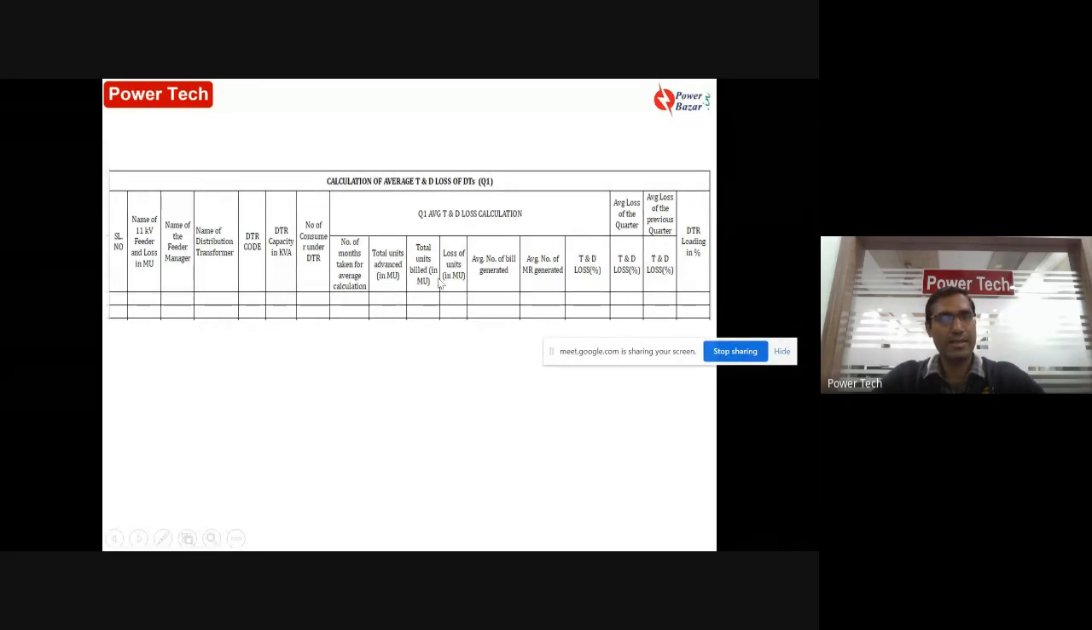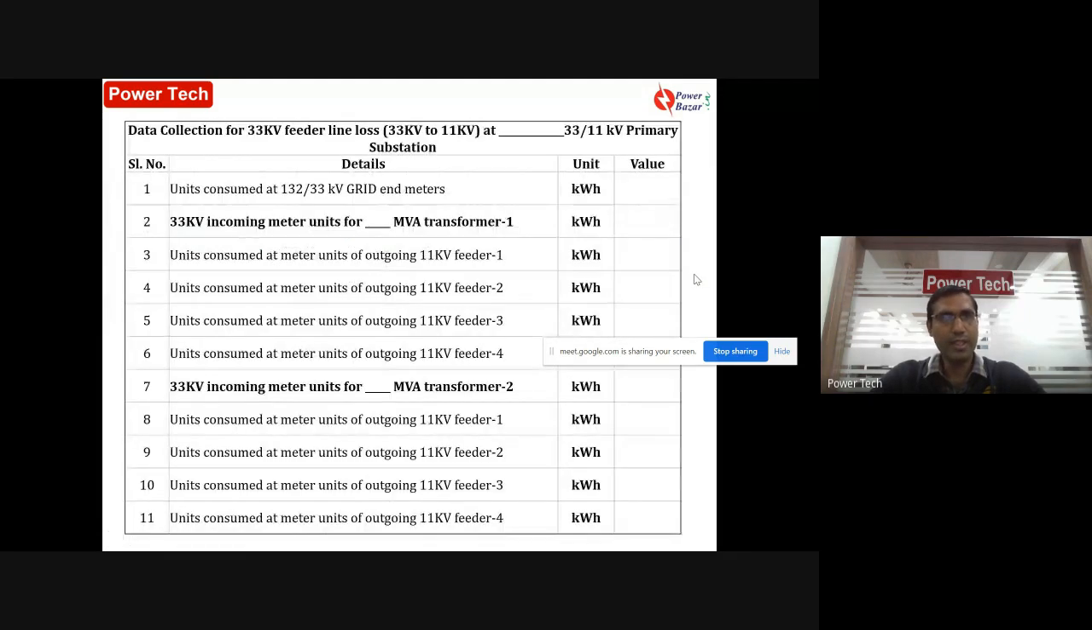Total units advanced, what is the input unit, the total units billed. The loss would be the subtraction of the total unit and total units billed, and then similarly you can calculate the loss percentage, the T&D loss. And then the average can be compared with the previous quarter. And the last column is the distribution transformer loading in percent. So this is just a breakup of the previous table.